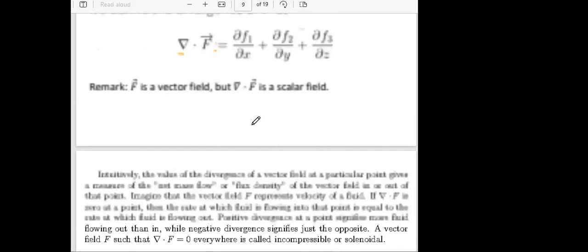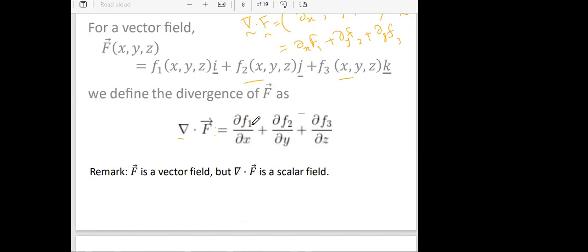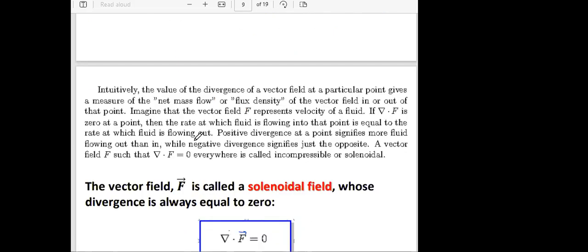Okay. All right. Any questions? Any doubts? Clear? Is that clear to you? This is the definition. So next we will see the meaning of this. Meaning of the divergence. Why people use divergence of a vector valued function? Why we compute this divergence? Let's see.